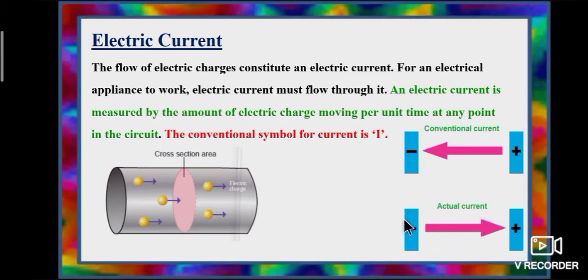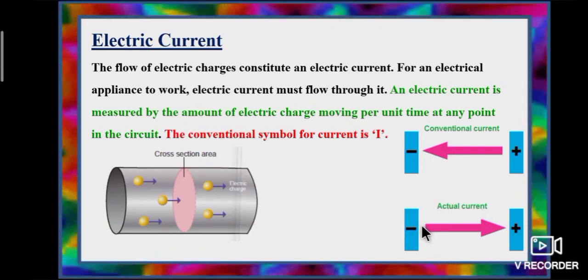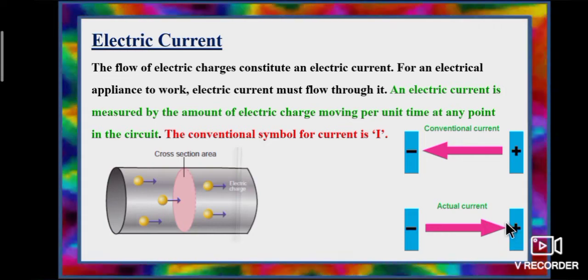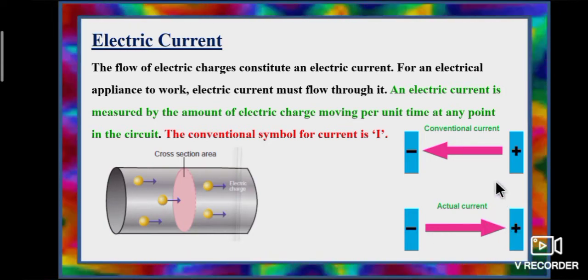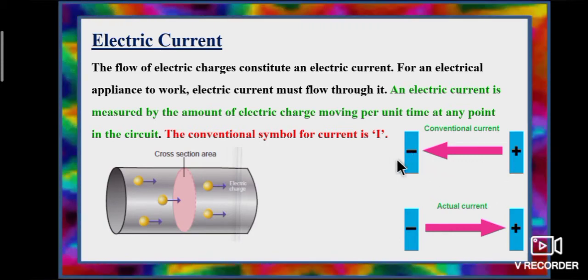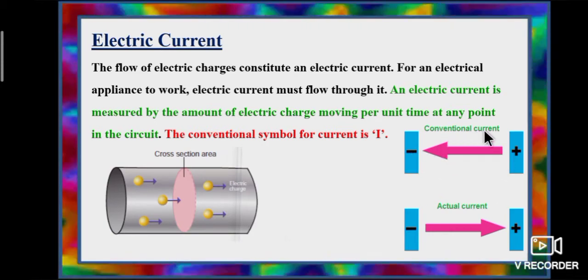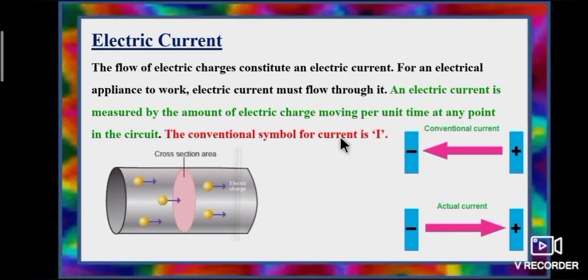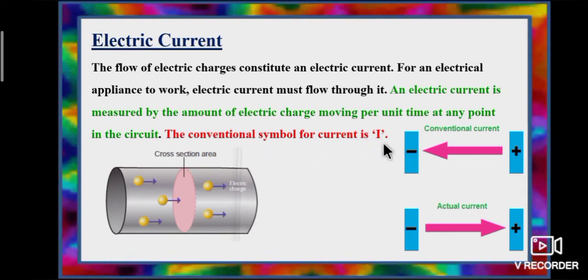This is actual current: electron flow from the negative terminal to the positive terminal. If it is flow from the positive terminal to the negative terminal, that is conventional current. The conventional symbol for current is capital I.